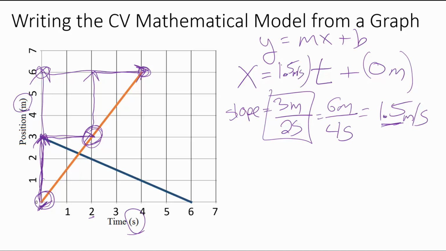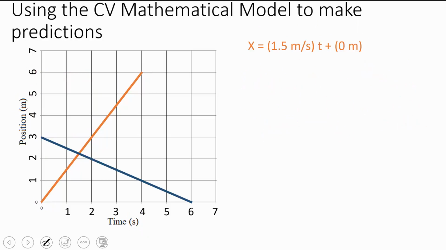If you report it in a fraction, I'm not going to take off points, but we want to get used to using decimals. So for our orange line here, we see that this is our mathematical model. For this particular motion, the position of the object from the origin is equal to 1.5 meters per second times the time since we started, plus 0 meters. Later we can just drop that off while we're doing our calculations. So now let's use this model to make predictions. Again, we're just with the orange line.